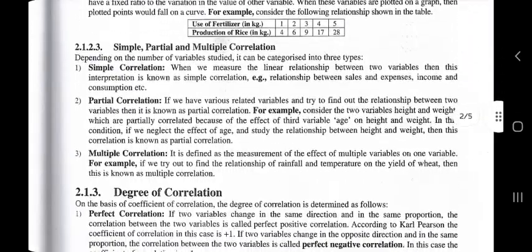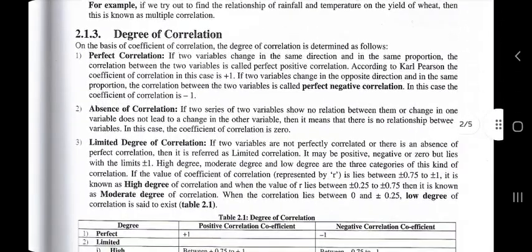So perfect correlation, what is meant by perfect correlation? If it is a positive correlation, then it should be +1. If it is a negative correlation, then it should be -1. The second one is absence of correlation. If we are unable to find the relationship between the two variables, then we can call it an absence of correlation.